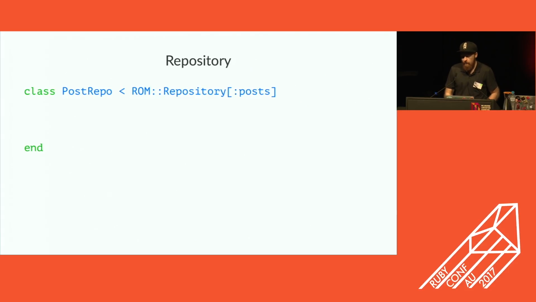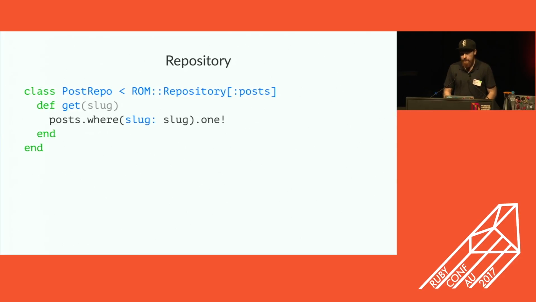Now, let's say we want to have a feature that we fetch posts by their slugs. So we define a method called get. And it accepts a slug, a string, and then we use post relation to actually create the query and retrieve a single result from that query.